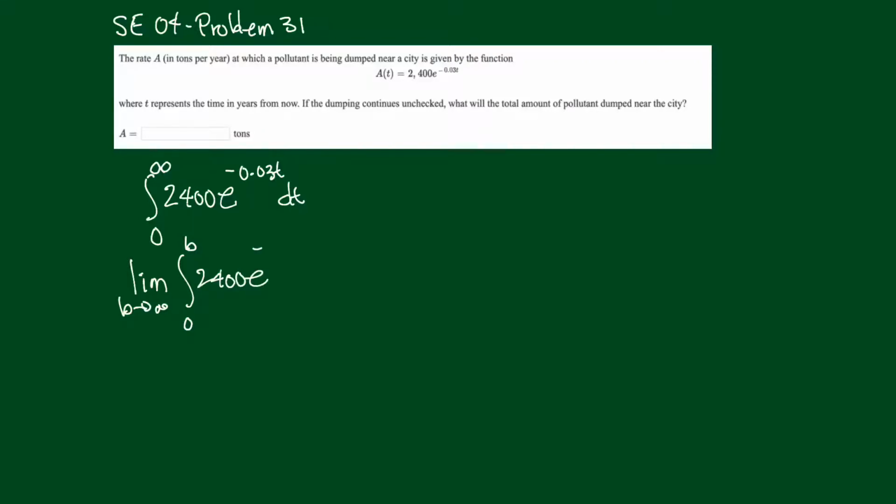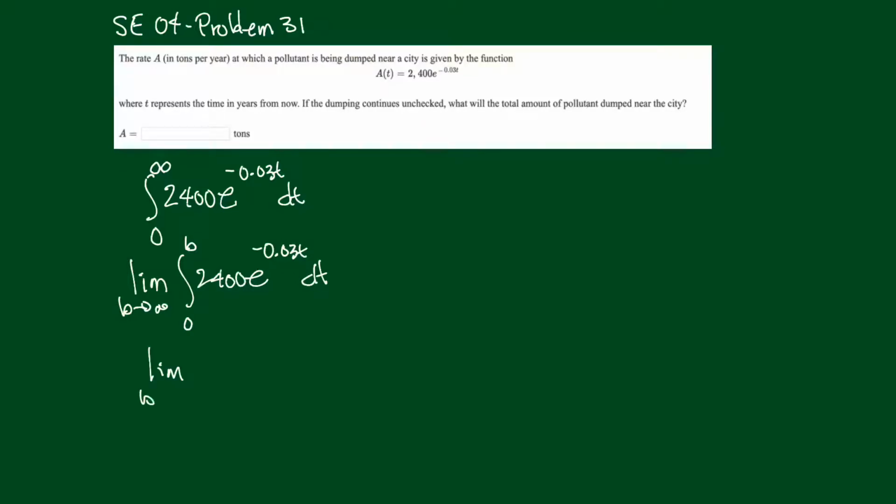So we want to find the total amount, so we're going to integrate from now, 0, to infinity of 2400 e to the negative 0.03 t dt. First of all, it's an improper integral. Let's put our limit on here. As b goes to infinity of the integral from 0 to b of 2400 e to the negative 0.03 t dt.